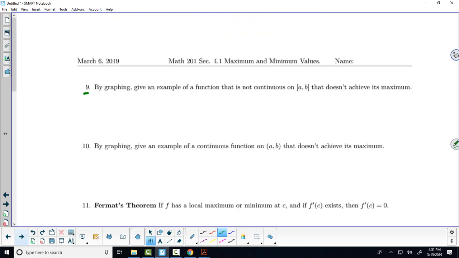Okay? So number 9 here says, come up with a reason why we actually require f to be continuous. How come it says f has to be continuous in the statement of the extreme value theorem? Well, let's see if we can come up with a function that is on a closed bounded interval, but that isn't continuous. We want a function that's defined on a closed interval, but we don't want it to be continuous, and we want to show that it doesn't have a global maximum. Well, let's take this function right here, for instance.